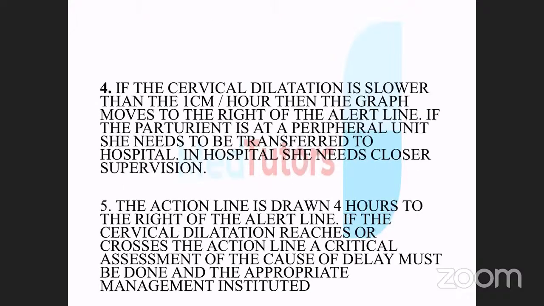If the cervical dilatation is slower than 1 centimeter per hour, then the graph moves to the right of the alert line. The parturient at the peripheral unit is now referred to a hospital where she will need closer supervision. The action line is drawn 4 hours to the right of the alert line. If the cervical dilatation reaches across the action line, a critical assessment of the cause of the delay must be done and appropriate intervention instituted.